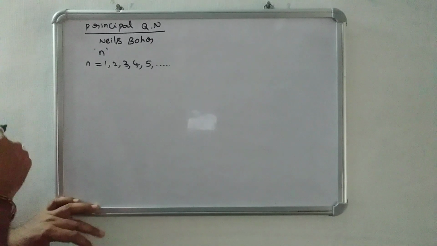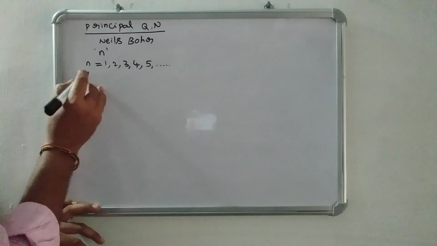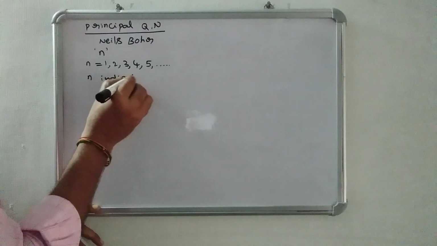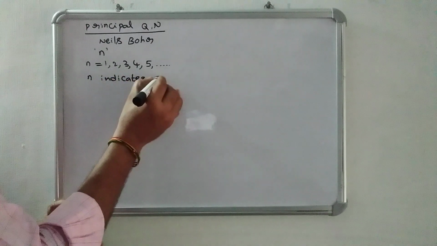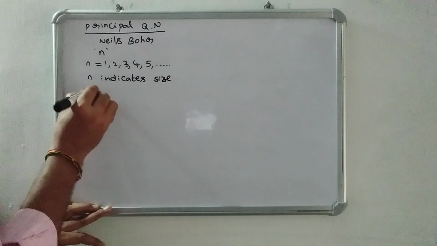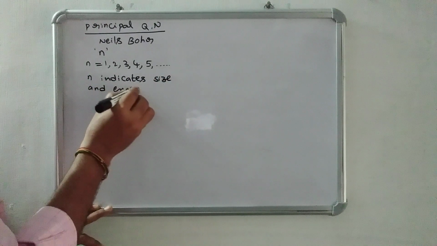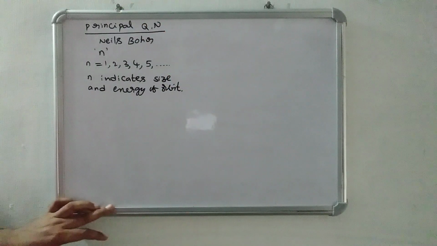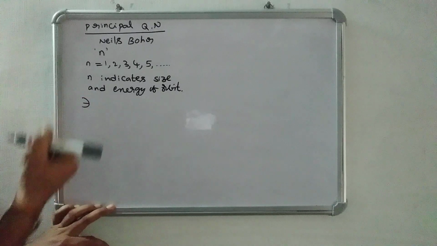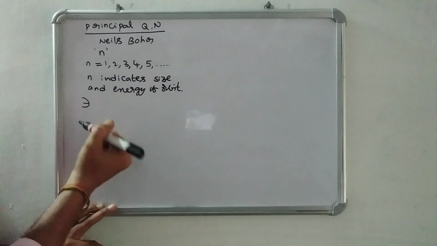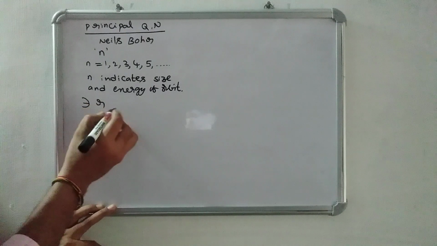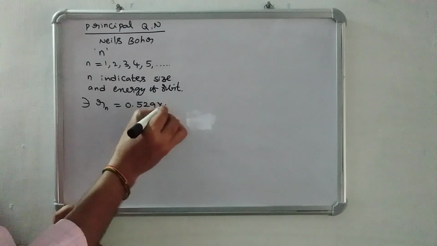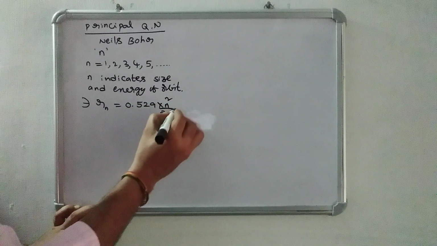n indicates size and energy of orbit. Let us see the mathematical proof also. For example, size means nothing but radius. Radius of nth orbit, Rn is equal to 0.529 into n square by z angstrom units.